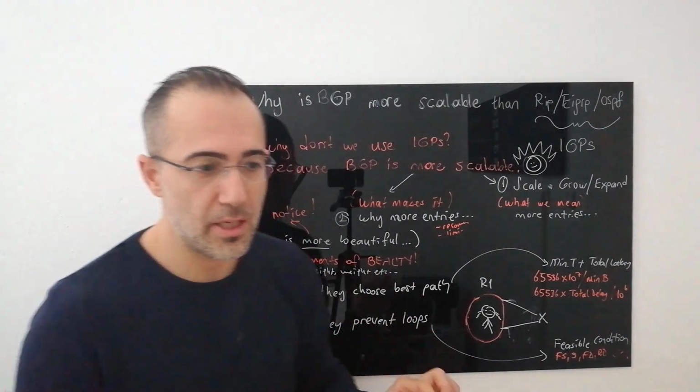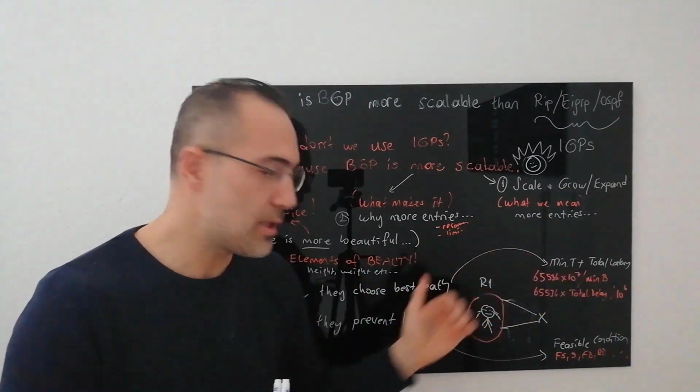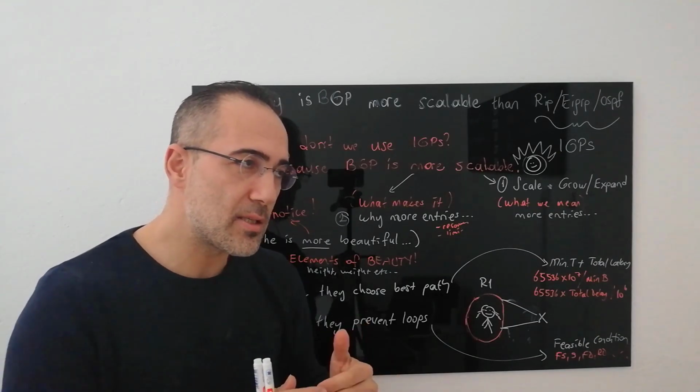To sum it up, it is the simplicity in path selection and loop prevention which makes BGP more scalable.